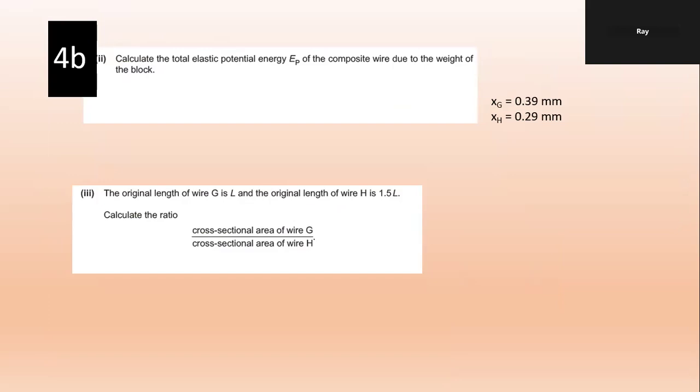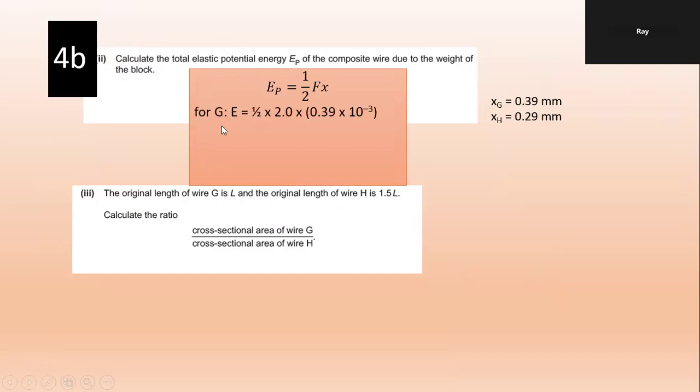Calculate the total elastic potential energy of the composite wire due to the weight of the block. That's the formula that you use. 1 mark. For G, calculate for H. Then add them all together. Add these two together.